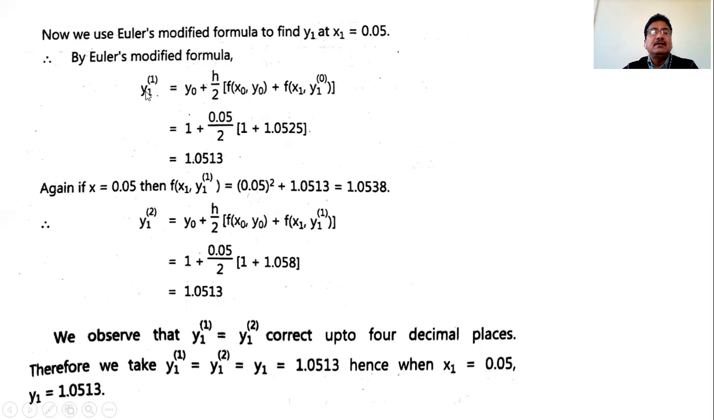Similarly, we find y1 2. So y naught plus h by 2 f of x naught y naught, f of x1 y1 1, and then we have this value. f of x1 y1 1 is what? x1 square, that is 0.05 square. y1 is this. So substitute this, and then we observe these two answers are correct up to 4 decimal places, and so finalize this as y1.